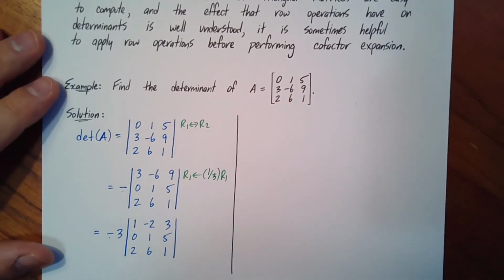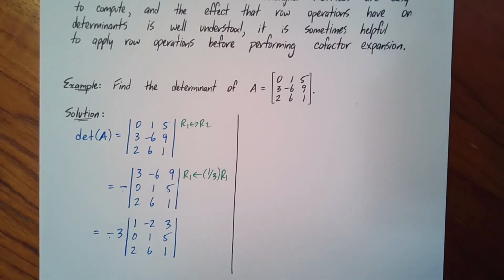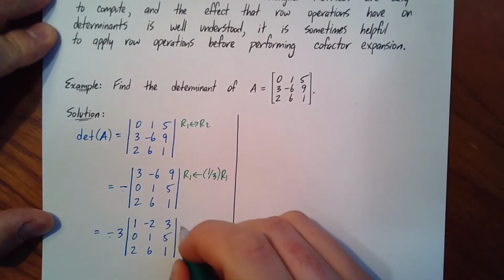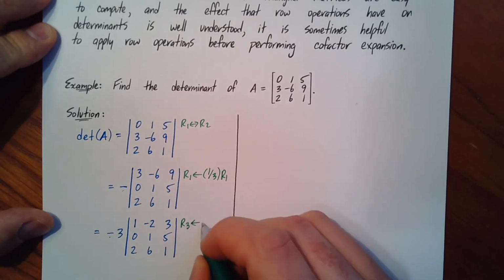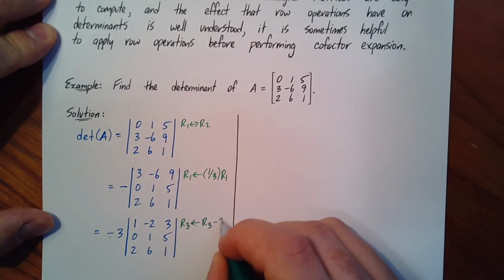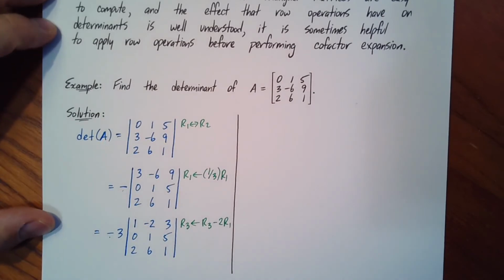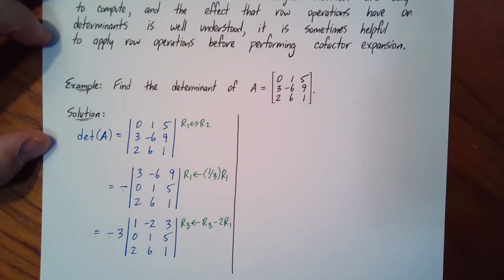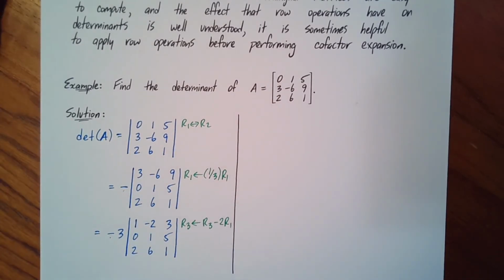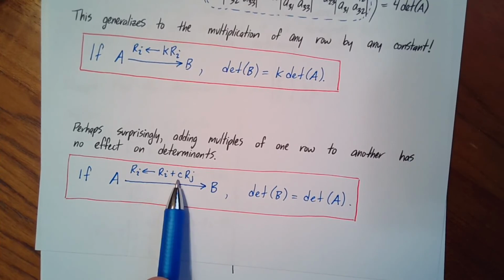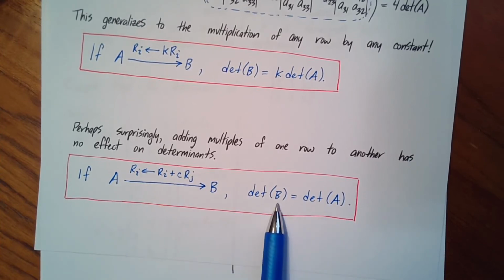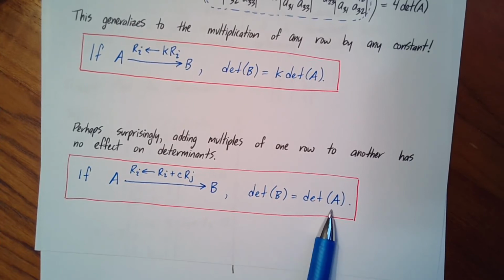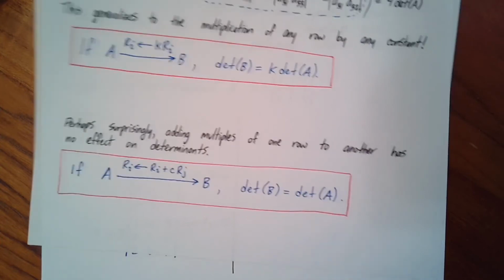Next, what we can do is take row 1 and subtract it from row 3 twice, and that'll make this a 0. So take row 3 and replace it with row 3 minus 2 row 1. And that will do the trick. And how's that going to affect the determinant? Well, remember, we're adding a multiple of one row to another. That's going to have no effect at all on the determinant. So that's always nice, right? Remember, if you add or subtract a multiple of one row to another, the determinant of the matrix you get in the end is exactly equal to the determinant of the matrix you started with.